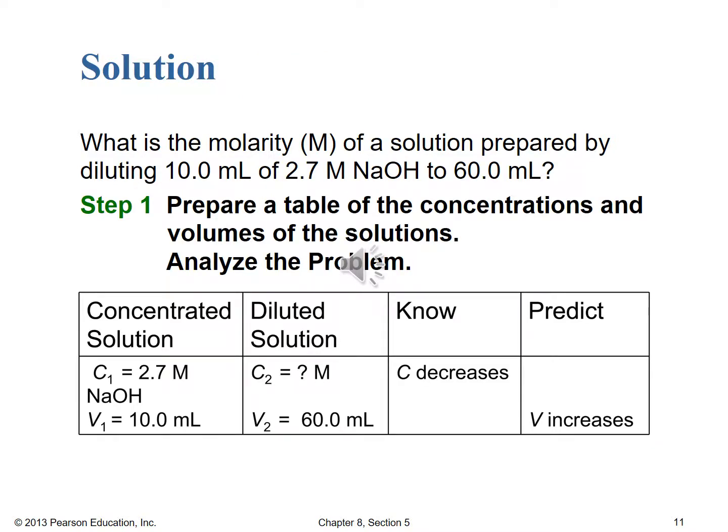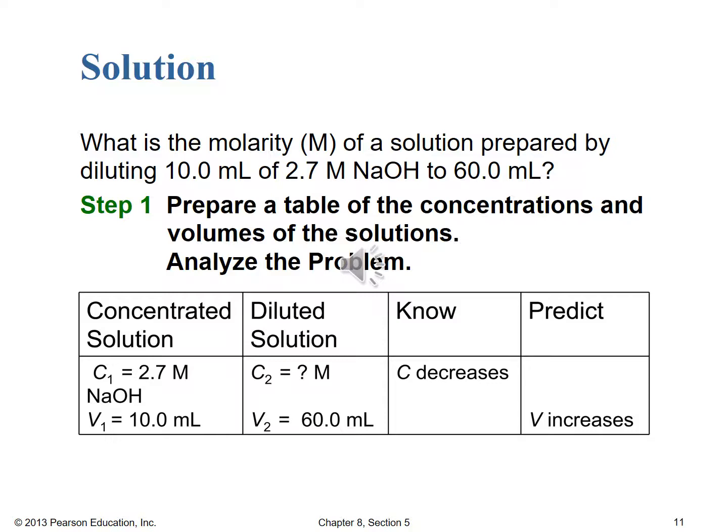Okay, so here's my table. Hopefully it looks a lot like yours. In this first step, we're analyzing the problem to find that for the concentrated solution, the concentration C1 is 2.7 molar NaOH. The initial volume is 10.0 milliliters. We're not sure what the final concentration is. It's C2 that we're looking for, so that's our unknown, our question mark here. V2 we do know is 60.0 milliliters.